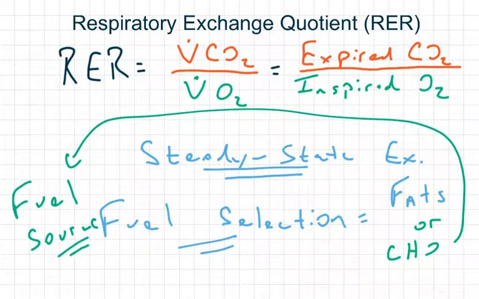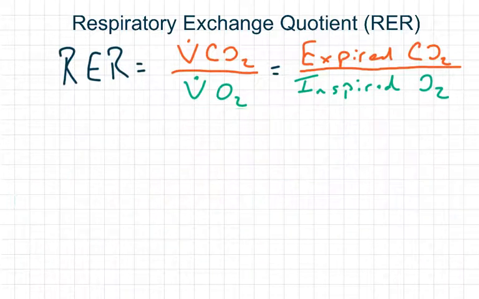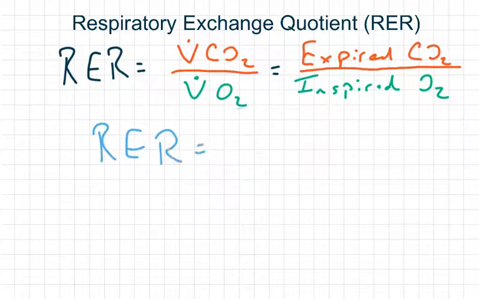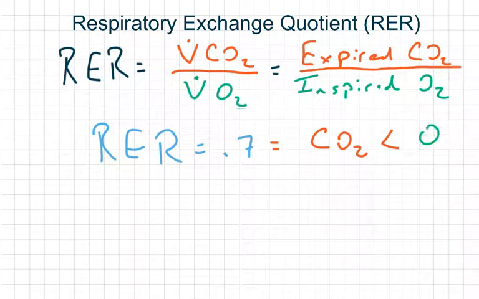And this is a really cool concept because it allows us to know what energy pathway is being used to create ATP during the exercise. And it can give us further information to better enhance performance through the right nutrition. Typically, when a person or an athlete is at rest, the typical RER equals 0.7. And what this means is the expired CO2 is less than the inspired O2.